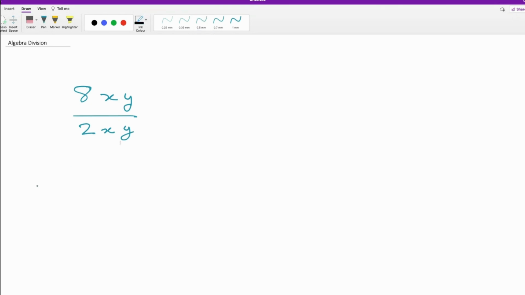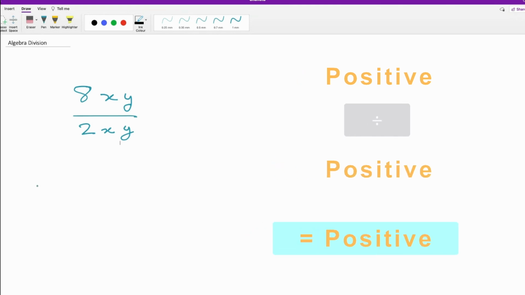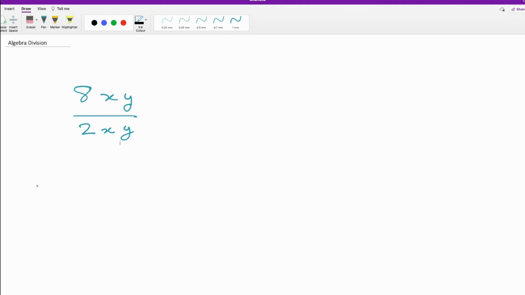And the way we're going to break this down is having a look at the numerator and the denominator, or top and bottom. So looking at the top, we've got a positive group, and looking at the bottom, we've also got a positive group. Whenever we have a positive divided by another positive, our answer will also be positive. So that's one thing to keep in mind, and that's our first step done.